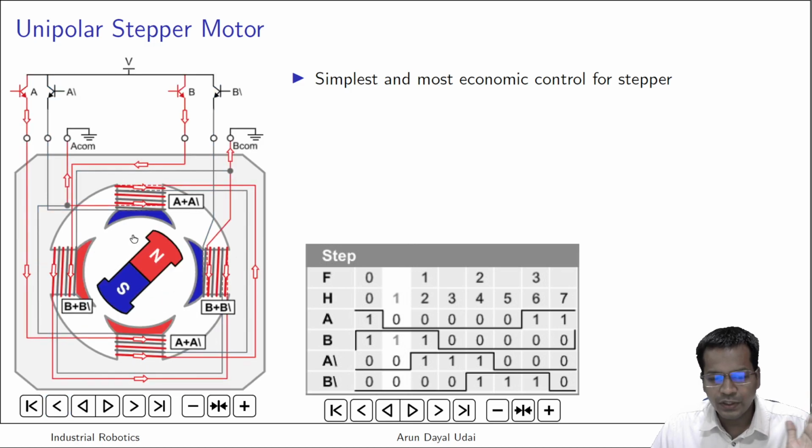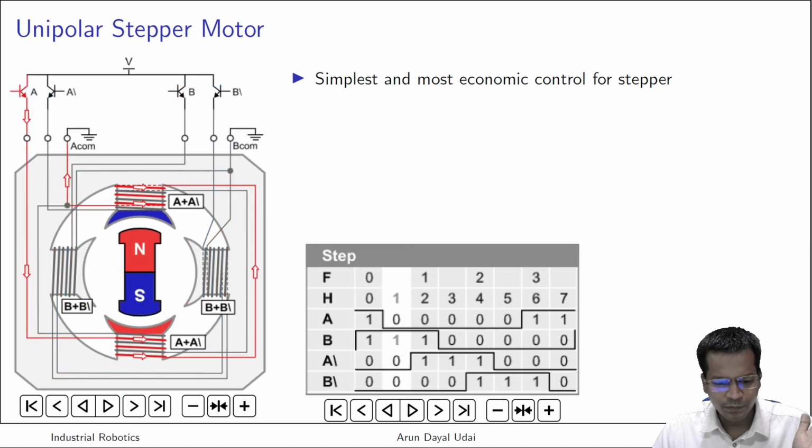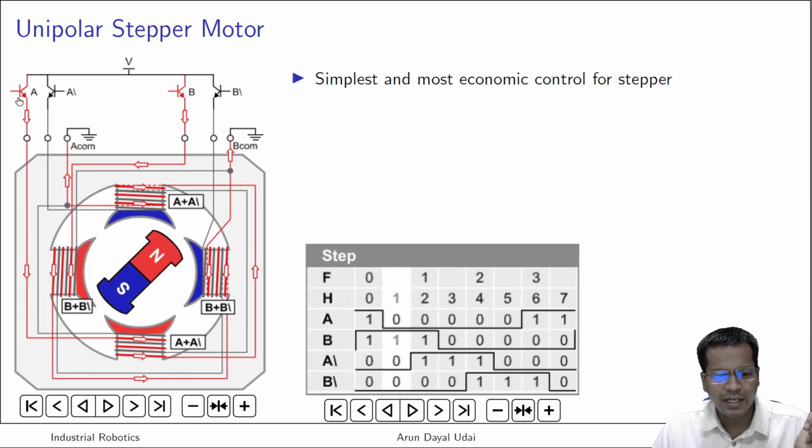Got it? So that is why the pulses appearing at A bar, B bar keep on changing, and that governs the direction of rotation. So it can go this way, this is clockwise. If I make it like this, it rotates in anti-clockwise direction. Is it not? So the pulses appearing at these switches govern the direction of rotation.